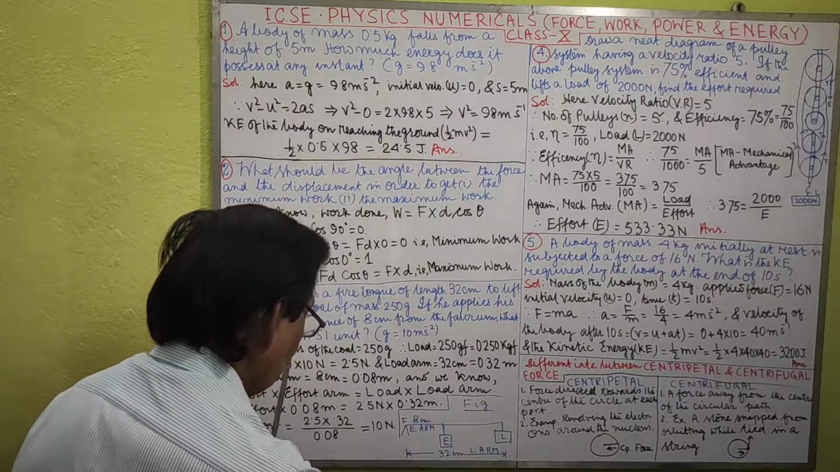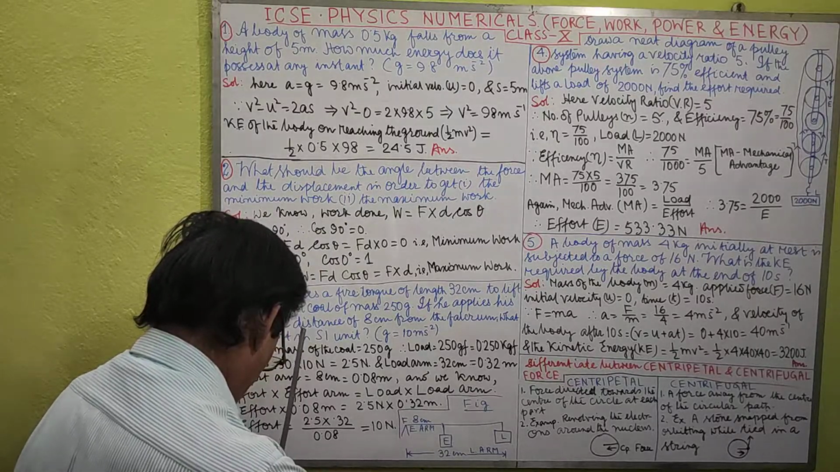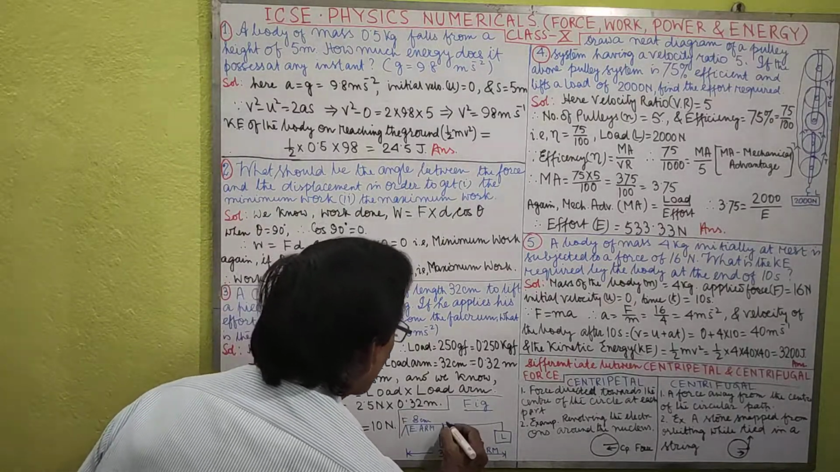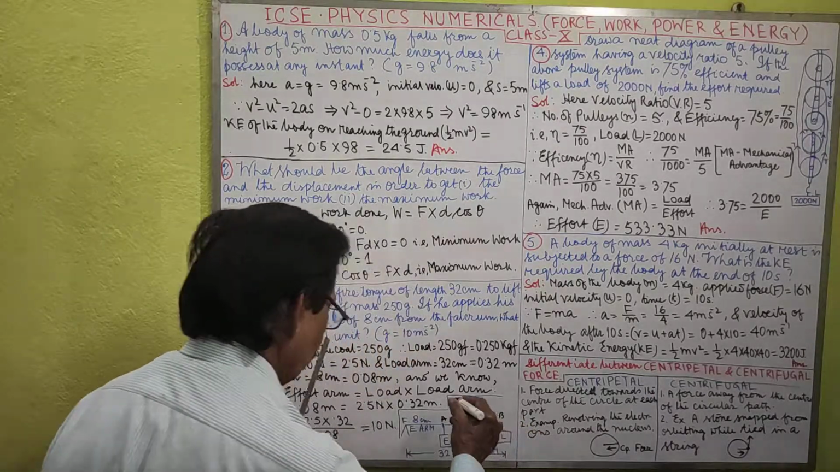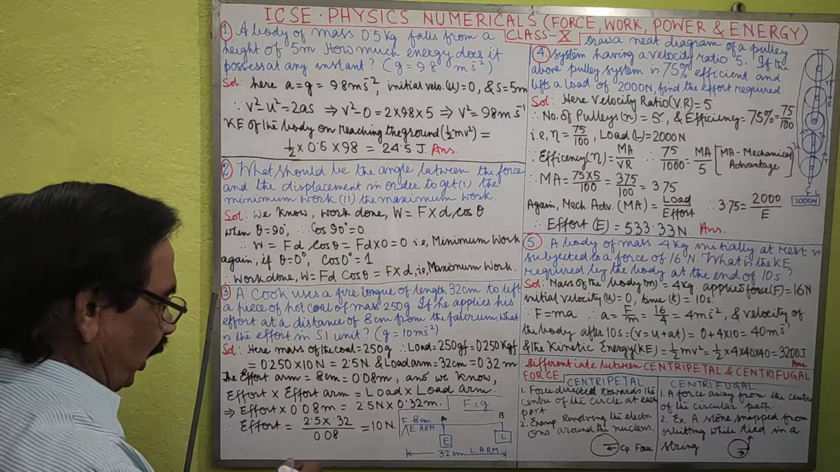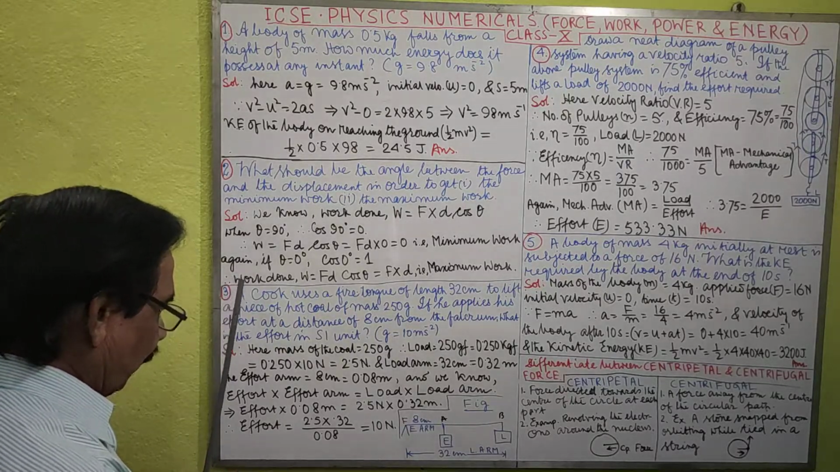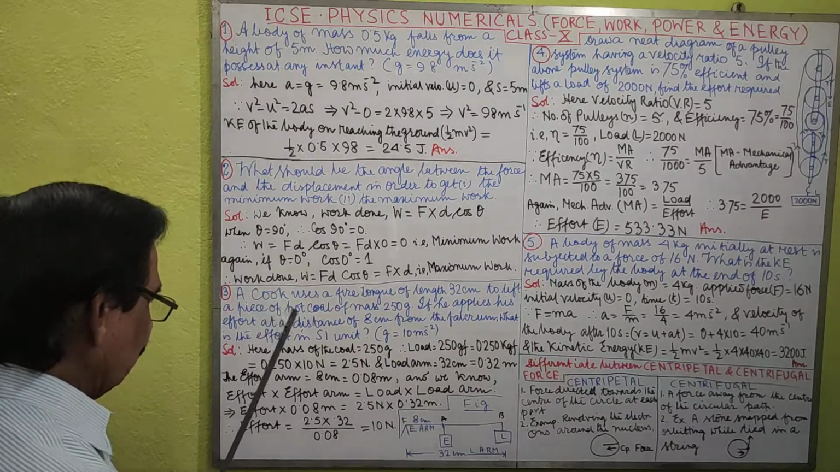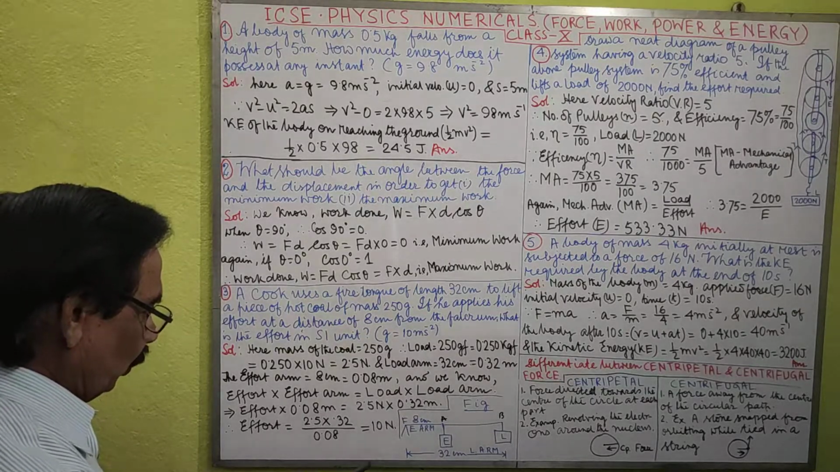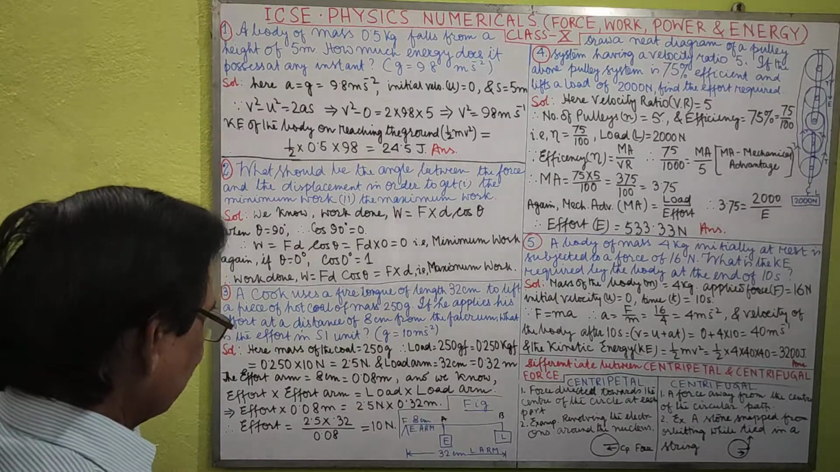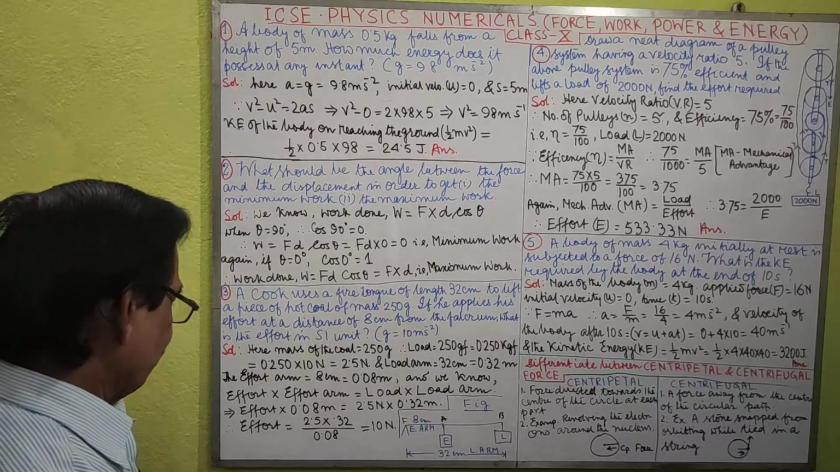Suppose this is F, the fulcrum, this is A, the effort, and this is B, the load. Load arm is F to B and the effort arm is F to A. F to A is 8 centimeter, and the load arm F to B is 32 centimeter. The figure is given here.